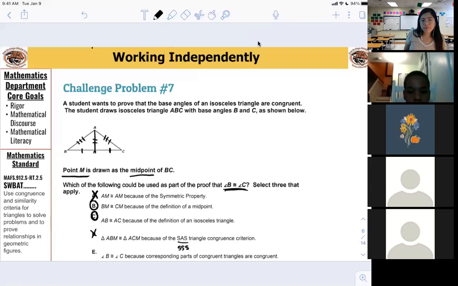If we knew that the reflexive thing was the perpendicular bisector, we would know that it would create two 90-degree angles. So then we would be able to use it. Right, but we don't know. It doesn't say anything about perpendicular, so we can't assume that. So good. Okay. And then finally, angle B is congruent to angle C because of CPCTC. Is that true or false?